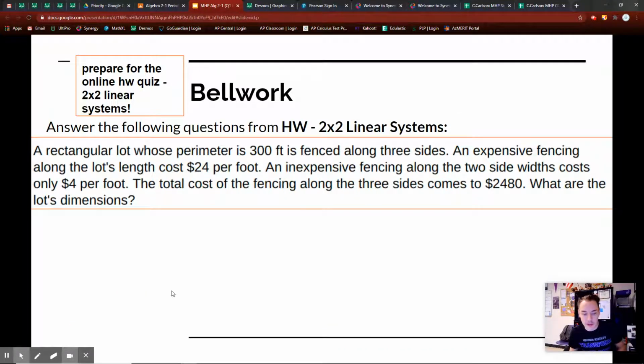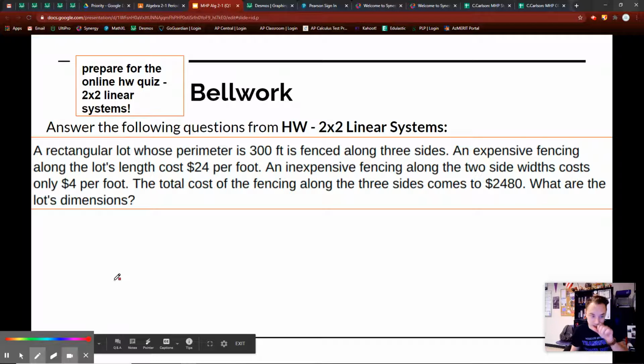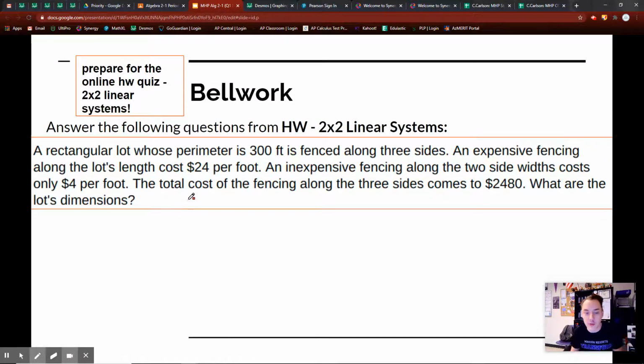Let's go through this one first. So let's read it together. A rectangular lot whose perimeter is 300 feet is fenced along three sides. An expensive fencing along the lot's length costs $24 per foot. An inexpensive fencing along the two side widths costs only $4 per foot.